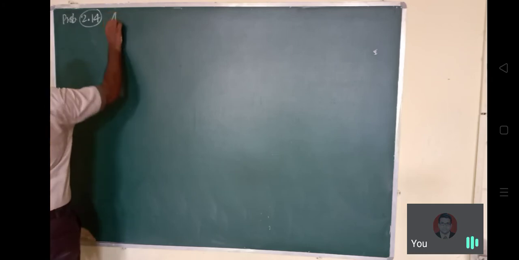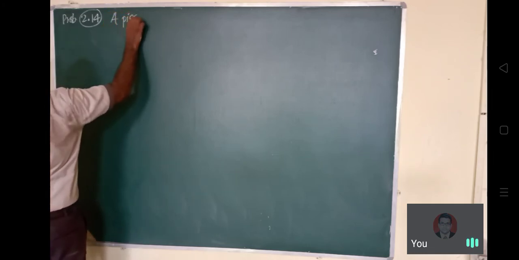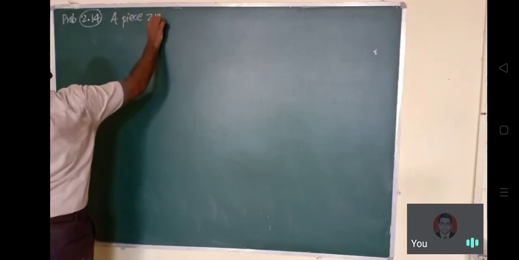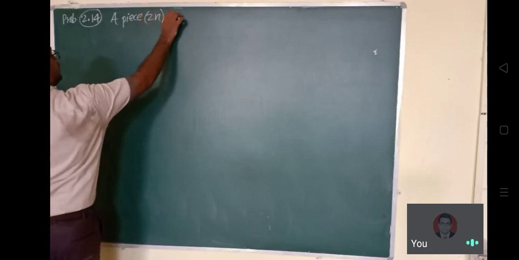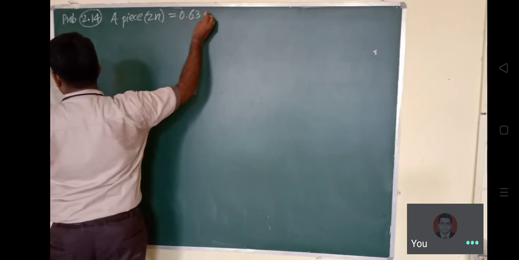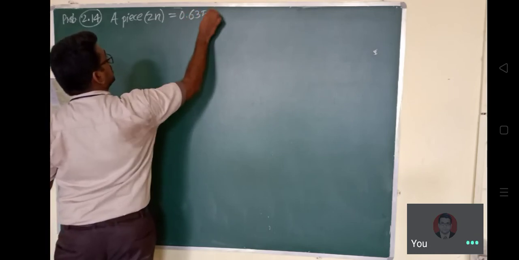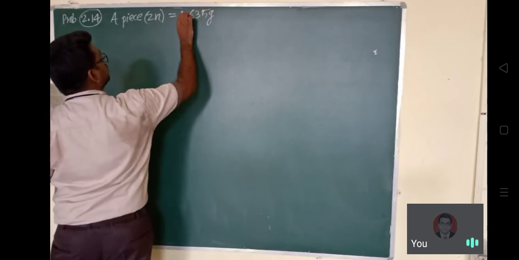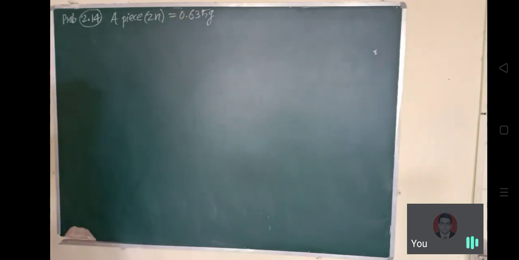So problem number 2.14. A piece of zinc they have given. Okay, zinc का piece है ये वाला, उसका weight जो है दिया हुआ है 0.635 grams. Okay, 0.635 grams is the weight of that zinc piece.